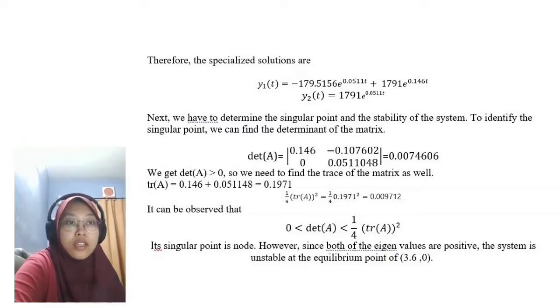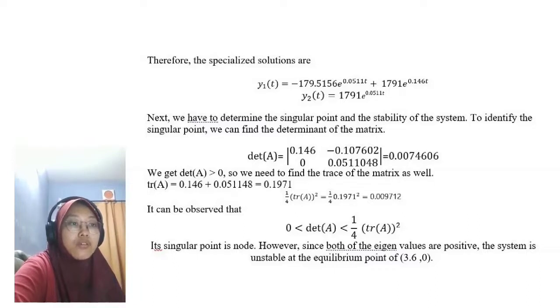So to identify the singular point, we need to find the determinant of the matrix first, which gives the value of 0.0074606. And then as we can see that the determinant value is more than 0, we need to find the trace of the matrix as well. First we find the value of the trace, which is 0.1971, and then we calculate the value of the square of trace A over 4, which is equal to 0.009712. This is because we wanted to compare these values with each other.